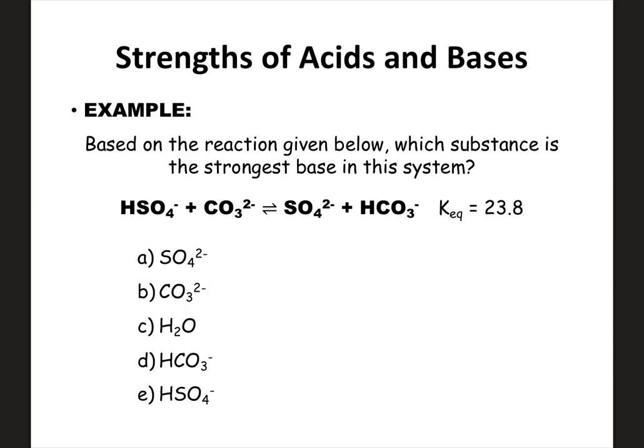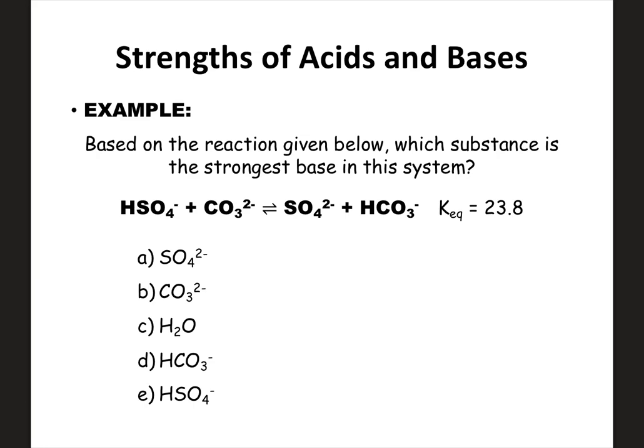Let's look at how we can use this idea in an example. It says, based on the reaction given below, which substance is the strongest base in this system? And you're given this equilibrium reaction, and they give you the Keq here. So you need to realize, okay, this is an acid-base system at equilibrium. Well, according to the idea, weaker acids and bases are favored at equilibrium. So this is where you need to analyze the Keq data. According to Keq, it's 23.8.